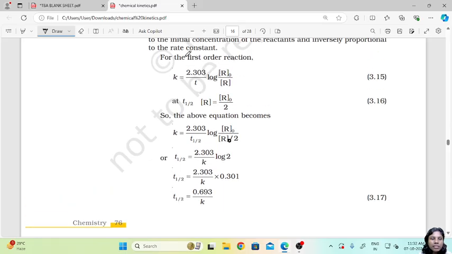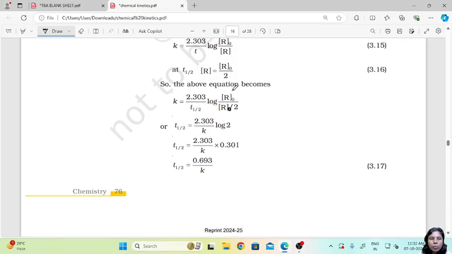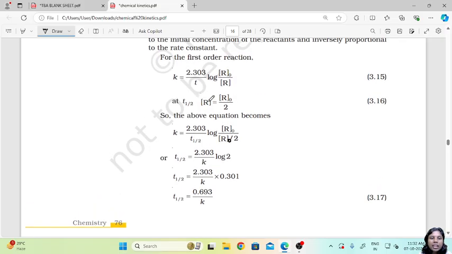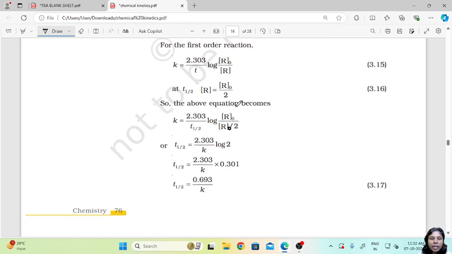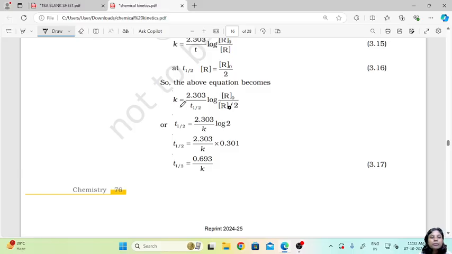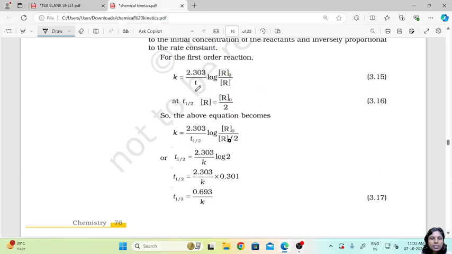Now if we do the same for a first order reaction, we have K equals to 2.303 upon T log of R0 upon R. So here at T half, R will be equal to what? Half the concentration of the initial one. So R0 will be divided by 2. Now we are going to substitute this in the above equation. So on substituting, we have K equals to 2.303 upon T half log of R0 upon R0 upon 2.